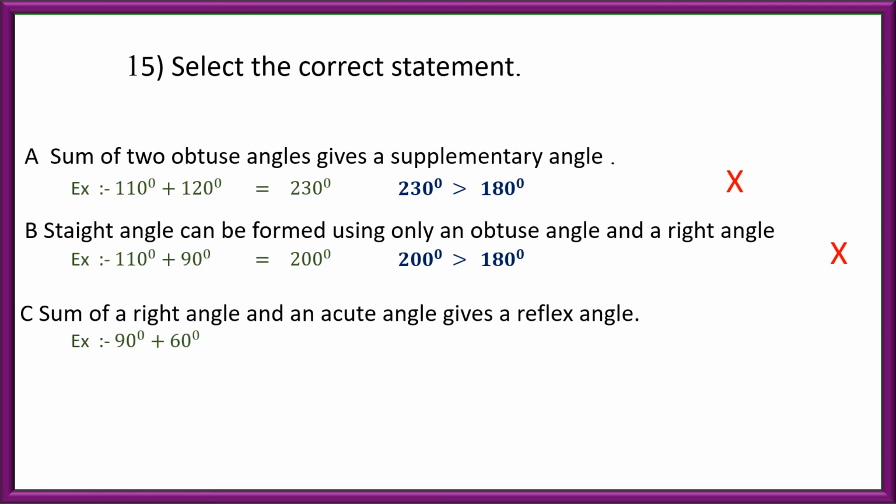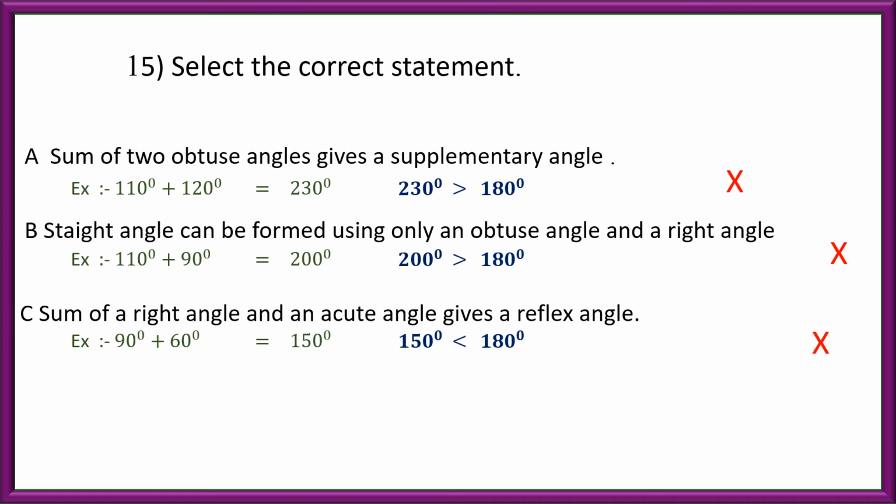As a right angle we can take 90 degrees. As an acute angle I am going to take 60 degrees. Then the sum of those two angles equals 150 degrees. That is less than a supplementary angle. It is very clear. Therefore, statement C is also wrong.